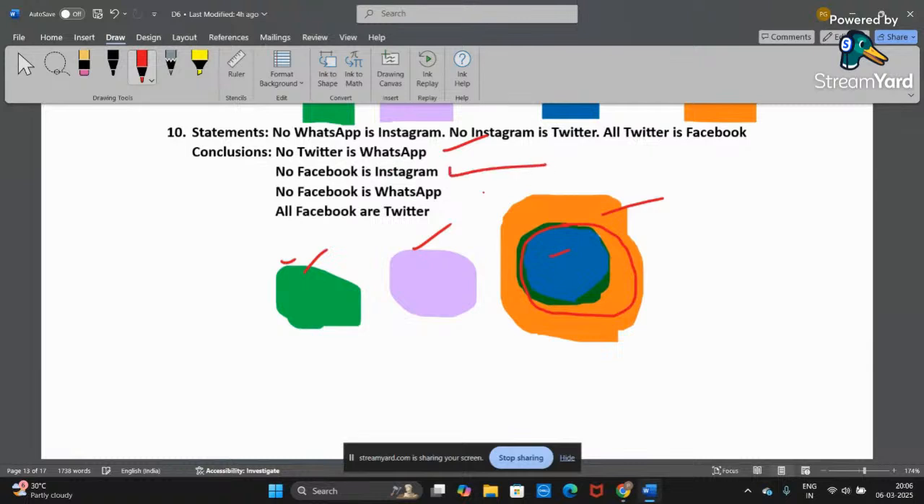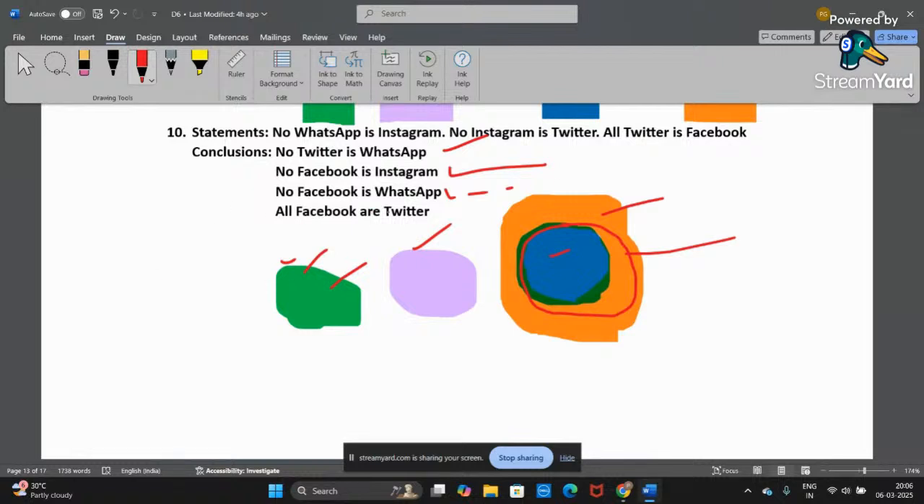Yes, even this is correct. No, Facebook is WhatsApp. So WhatsApp is separate here. Facebook is separate here. This is also correct. All Facebook are Twitter. No, this is wrong. This entire orange color is not inside blue, but this blue is entirely inside orange. That means Twitter is entirely inside Facebook, but Facebook is not inside Twitter.